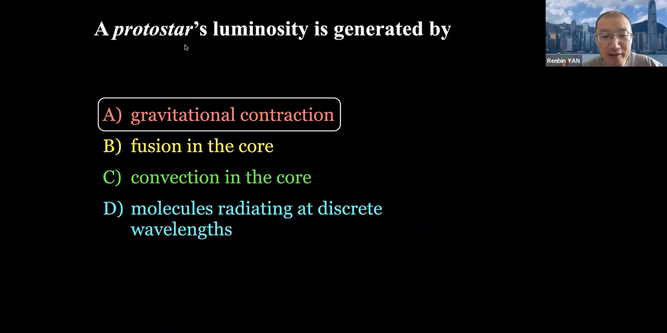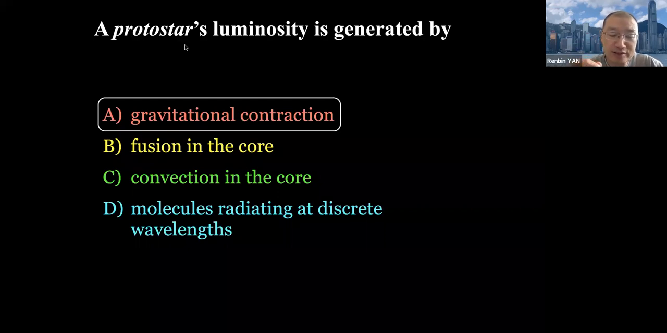So when the molecular cloud was dense enough, it collapsed to form a protostar. And the protostar produces energy by gravitational contraction. It gradually contracts more and more, and when it contracts, it heats up. The protostar itself heats up.